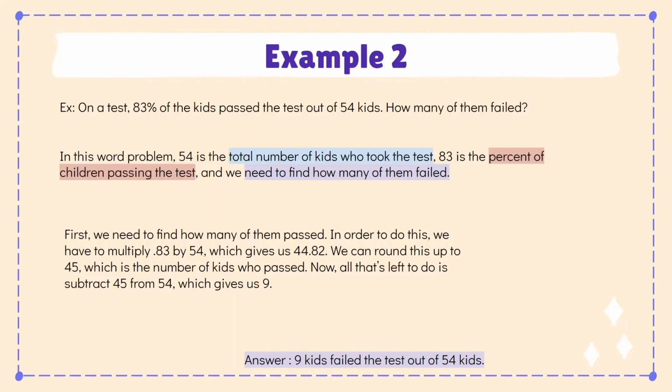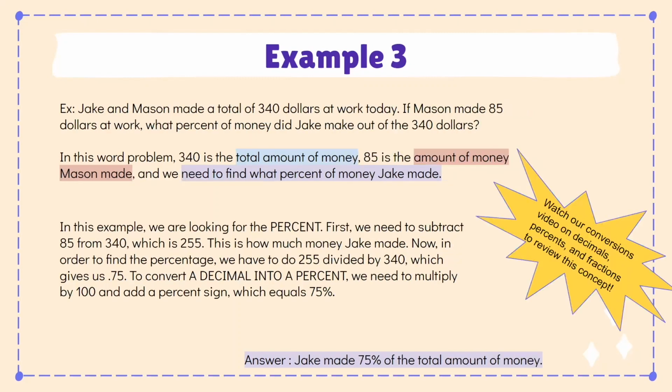First, we need to find how many of them passed. In order to do this, we have to multiply 83 hundredths by 54, which gives us 44.82. We can round this up to 45, which is the number of kids who passed. Now, all that's left to do is to subtract 45 from 54, which gives us 9 kids failed the test out of 54 kids. Example number 3.